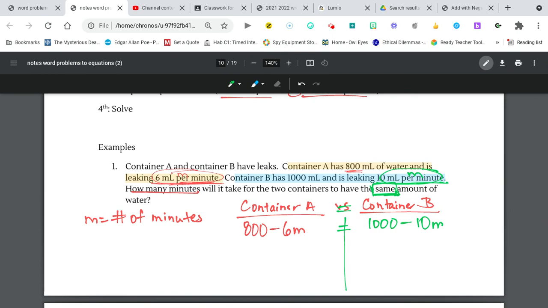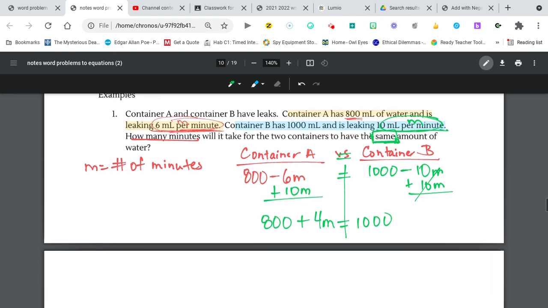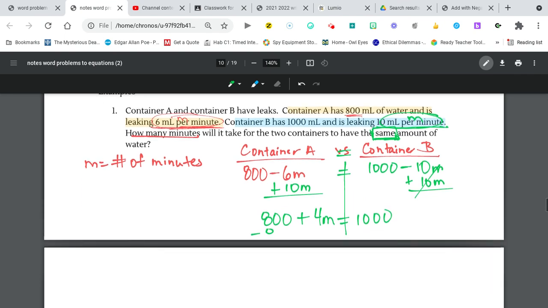So I'm going to get rid of one of the variables first. I'm going to get rid of negative 10m with positive 10m. I don't care which one you get rid of first. Just choose one. They're not on the same side, so don't combine them. Just get rid of one by changing the sign. So now I have 800 plus 4m equals 1,000. Now it's a basic two-step equation. Get rid of 800 by subtracting 800, changing the sign. So I end up with 4m equals 200.